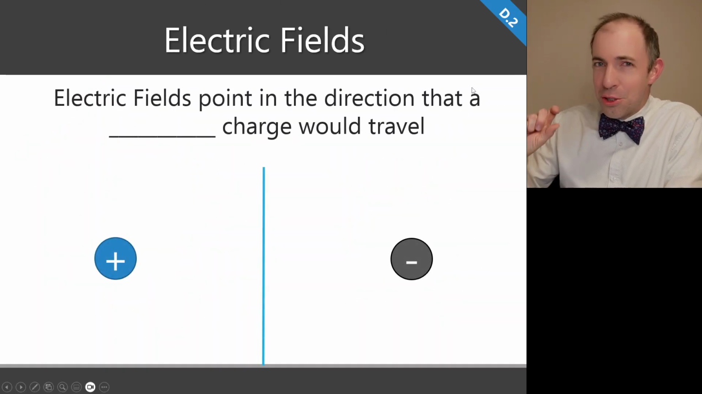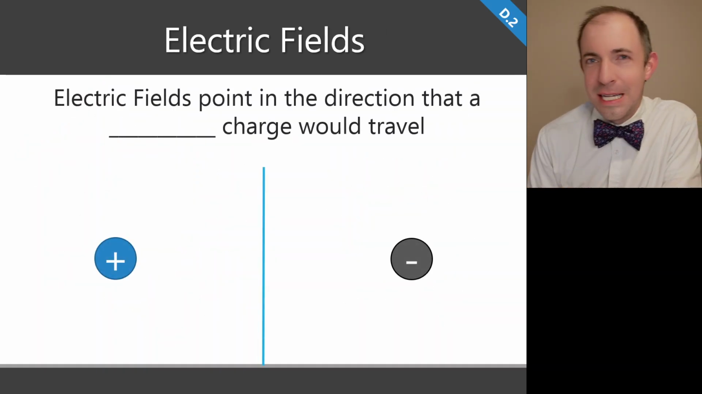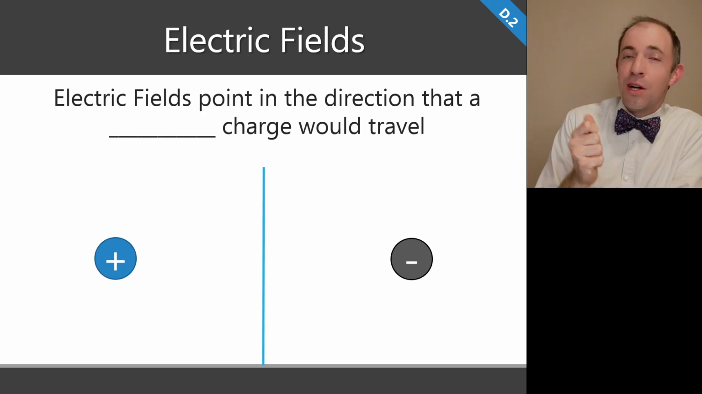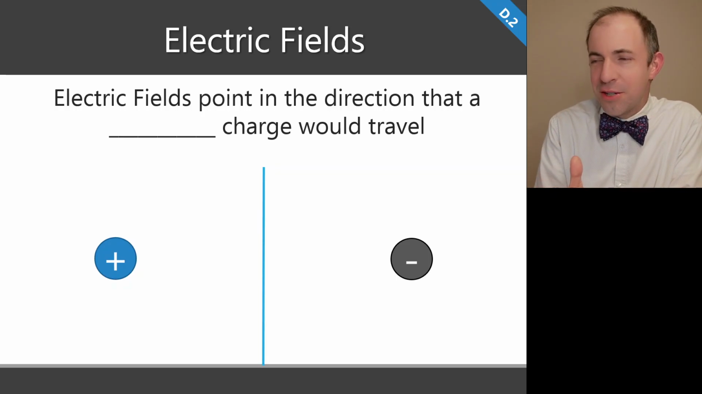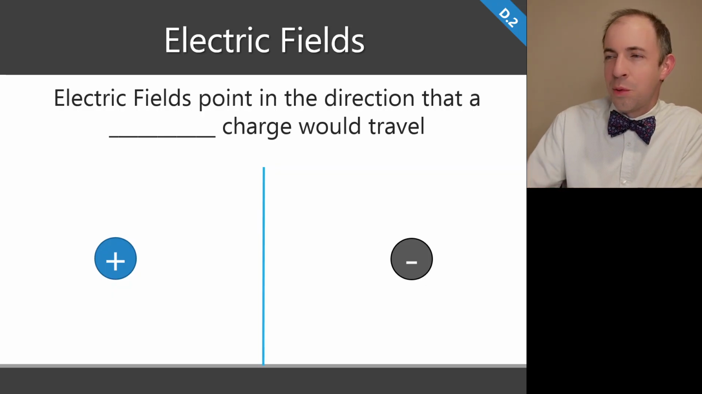Now, when we shift to electric fields, the biggest change here is electric fields could be repulsive or attractive. So we need to indicate a direction here. It's not always going to be pointing inward.